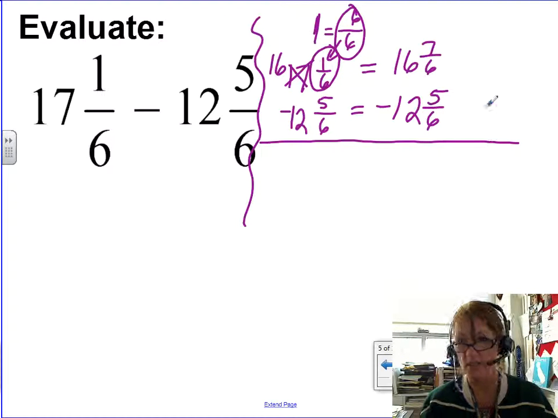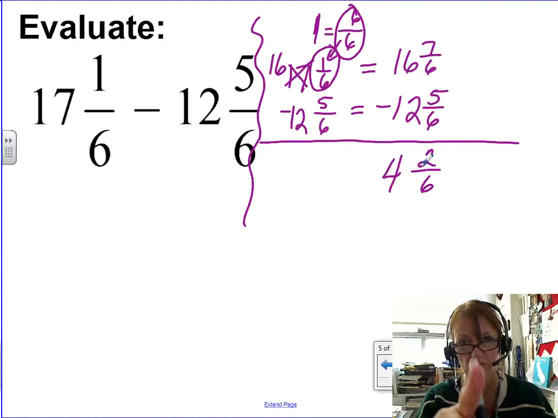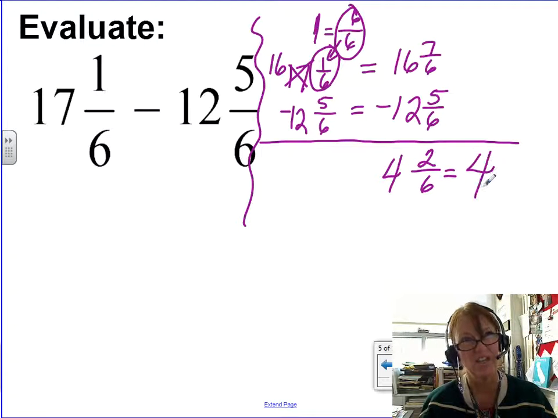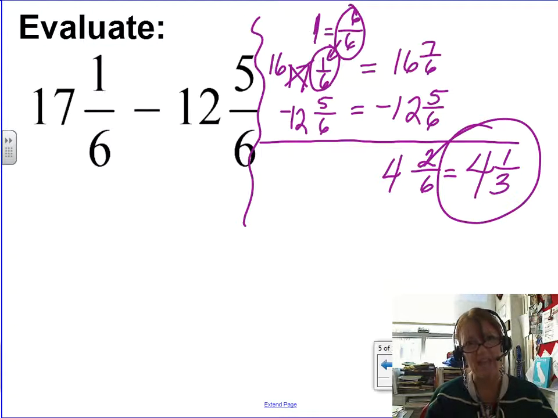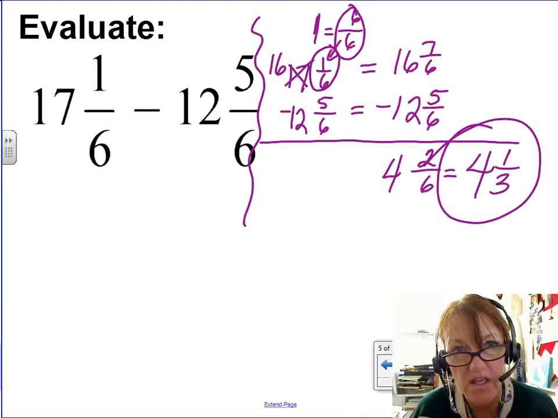Sweet! Go to town. 7 minus 5 is 2. 16 minus 12 is 4. Don't circle that yet. Got to put it in simplest form. Change that 2/6 into 1/3, and now you're done. Sweet. Last one. Are you ready?